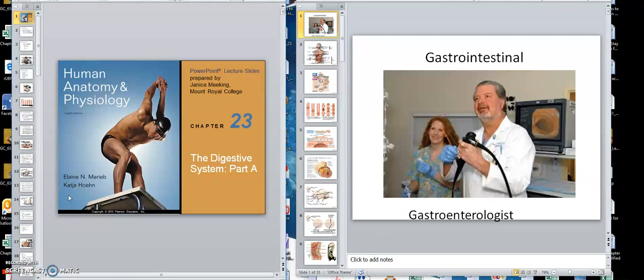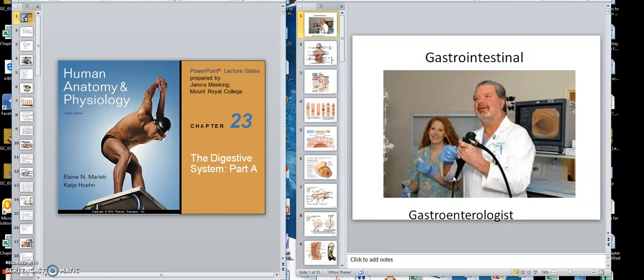Okay, class, we're starting on a new topic. The digestive system, also called the gastrointestinal system. Now, as far as medicine is concerned, a gastroenterologist is an internal medicine doctor that's specialized in gastroenterology. He can do your scoping, like your colonoscopy and so forth, which everybody needs to have at a certain age.